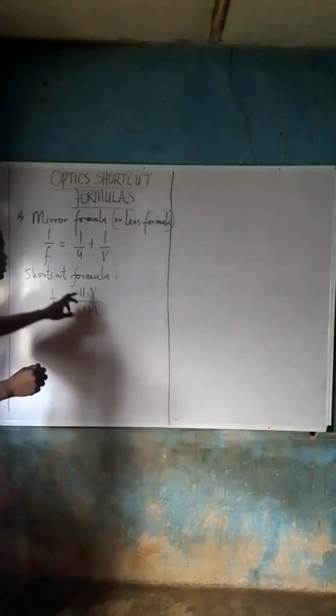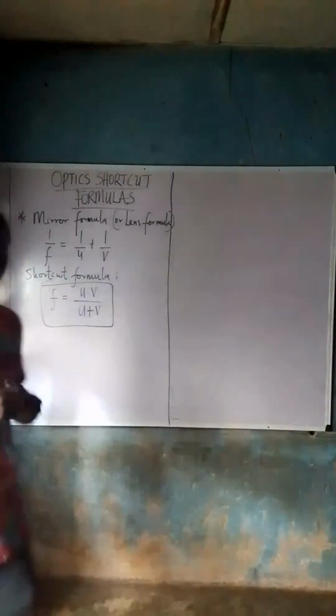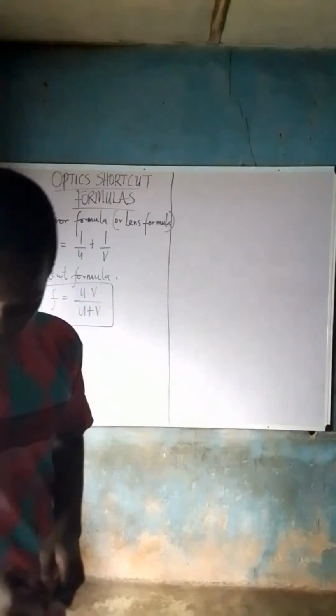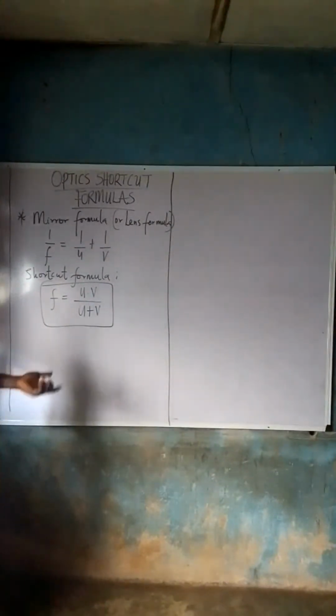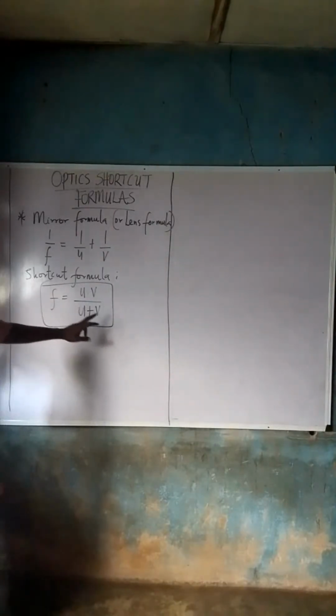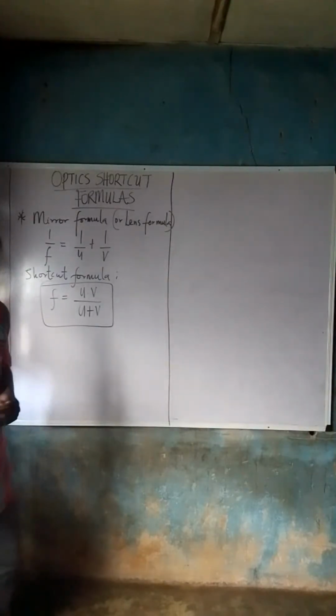Alright? So this is the shortcut formula, the first one. I'll be highlighting them so you can write them out and take note of them. So if you were asked to find, let's say, the image distance, you can simply use this formula and just make v the subject, you will get your answer.